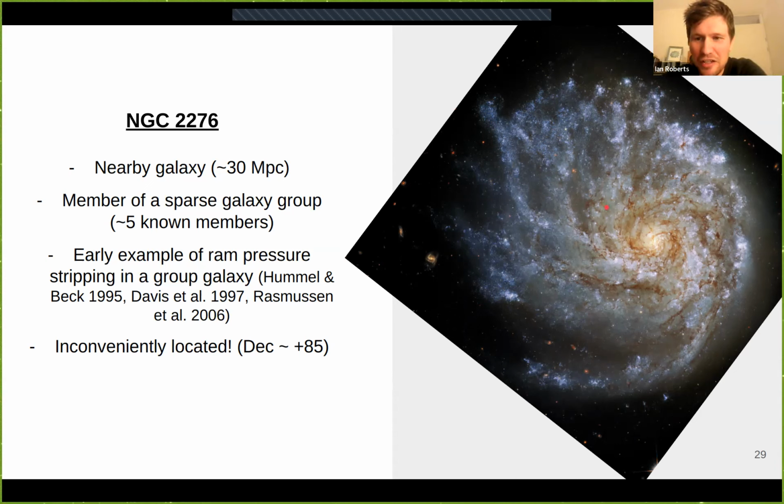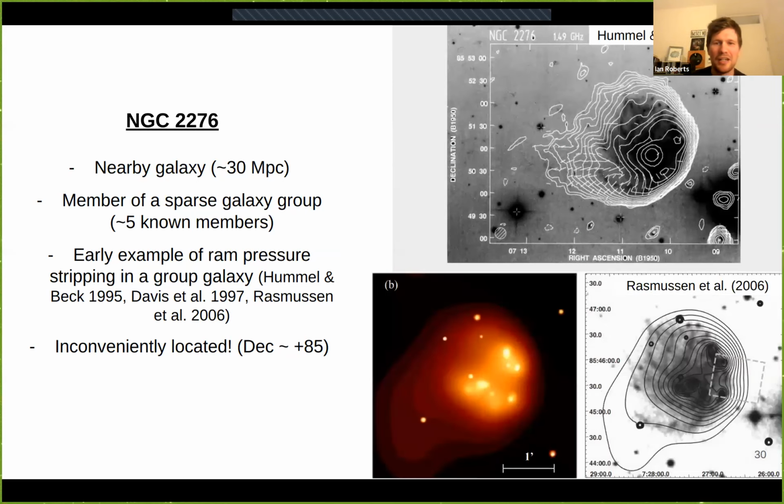But this is a beautiful HST image on the right, and even just from the optical morphology, this is a disturbed looking galaxy. It's asymmetric. We get bright star formation on this side, which, as you will see in the next couple slides, is the leading side of the galaxy, opposite to the stripped tail. These are the original tail images for this object, published in the 90s and in 2006 by Rasmussen. So this is an early VLA image at 1.4 gigahertz above, and then a ROSAT X-ray image. So you can see evidence for a very modest tail in this galaxy.